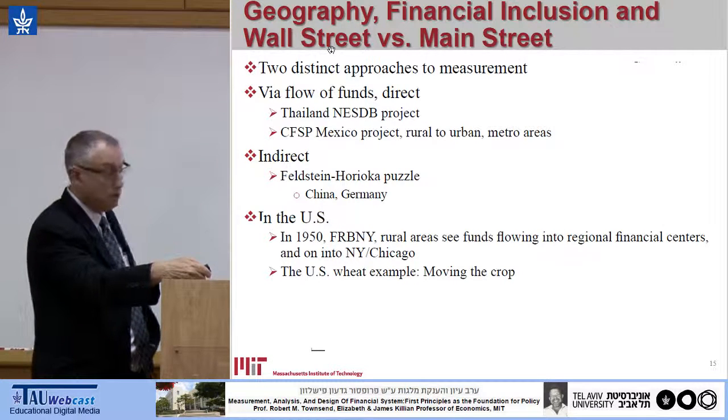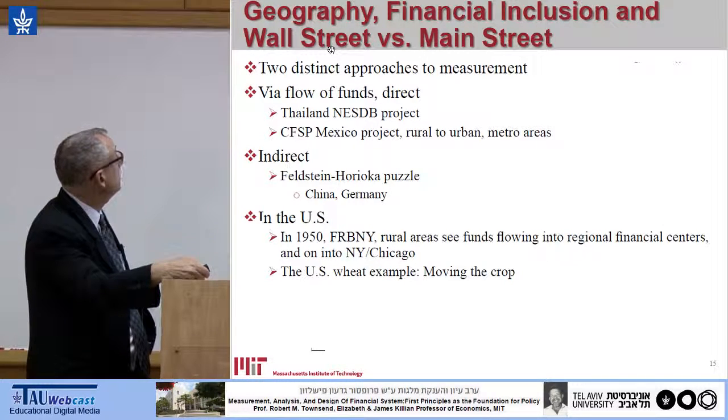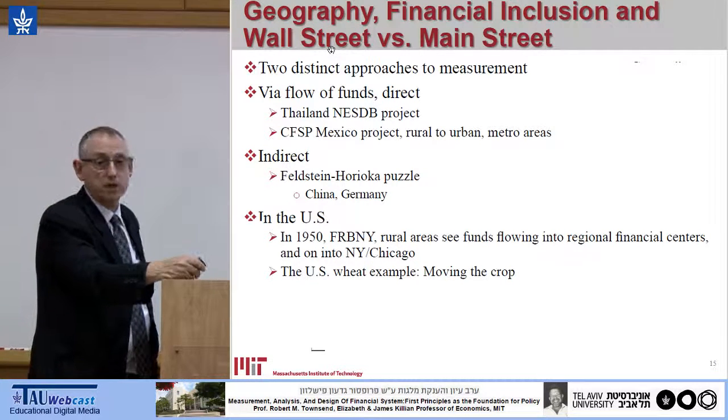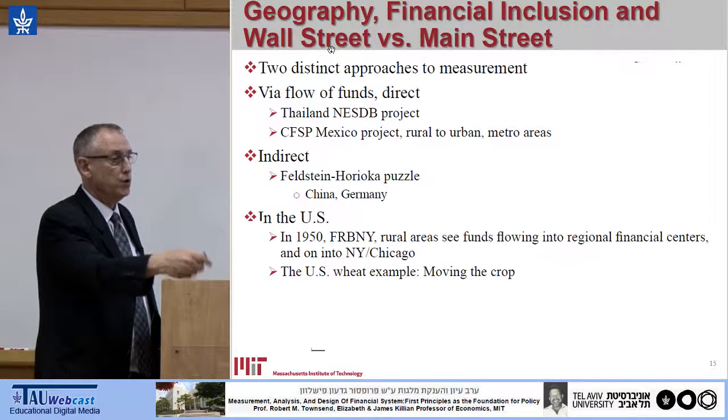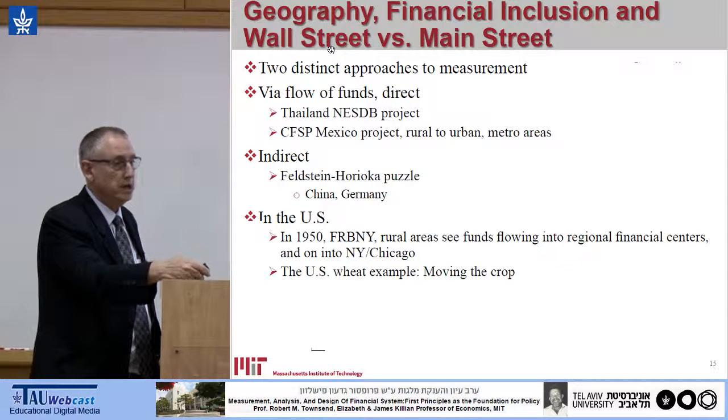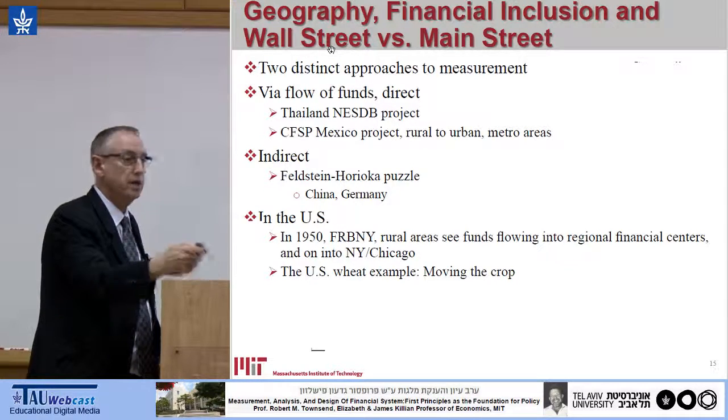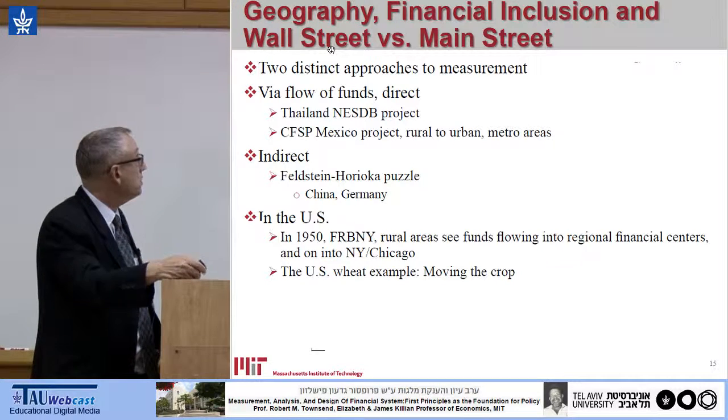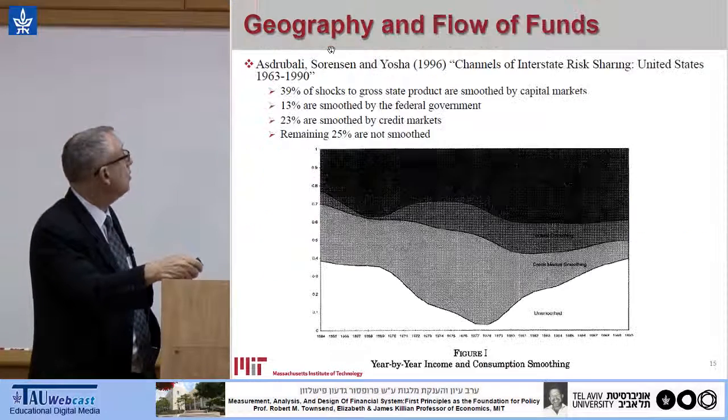So we do see bits and pieces of it. And, you know, China looks somewhat fragmented, although less and less over time as that country develops. Germany, across regions within Germany, it's quite an integrated economy, as you would kind of expect. So these indirect methods are helpful when that's all we have.